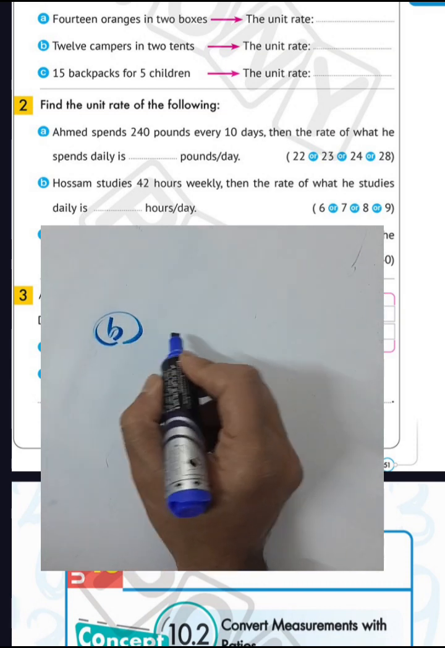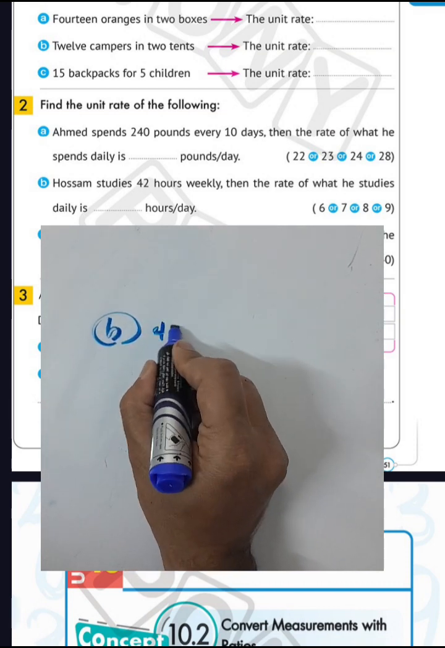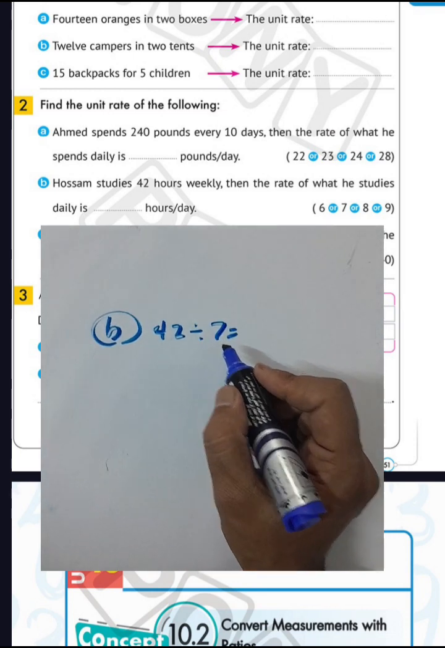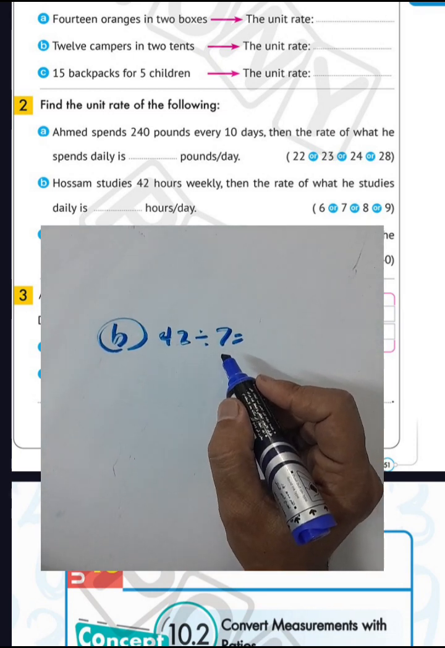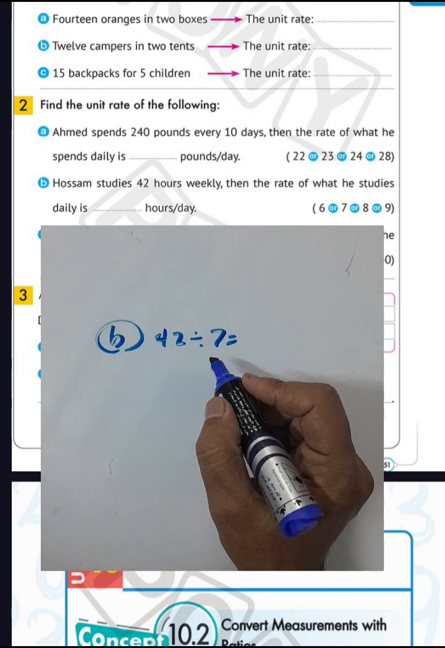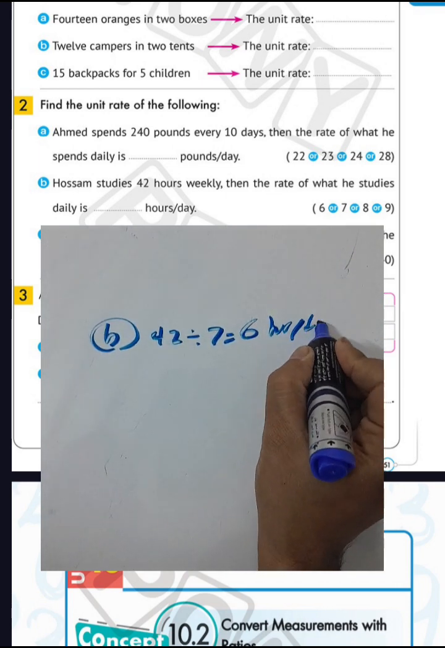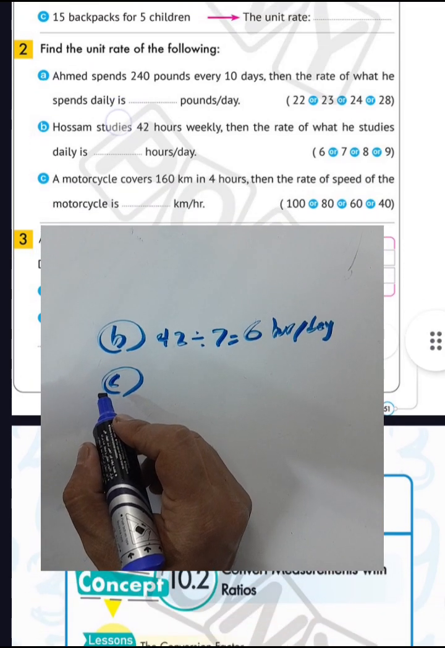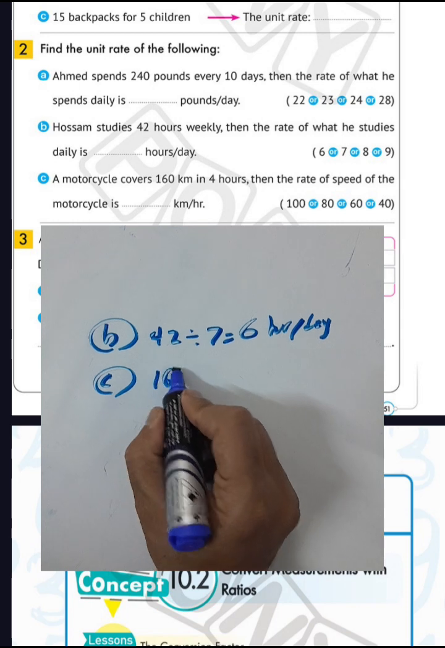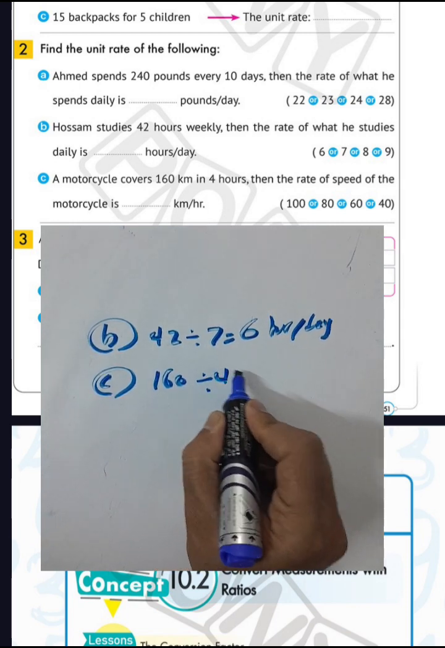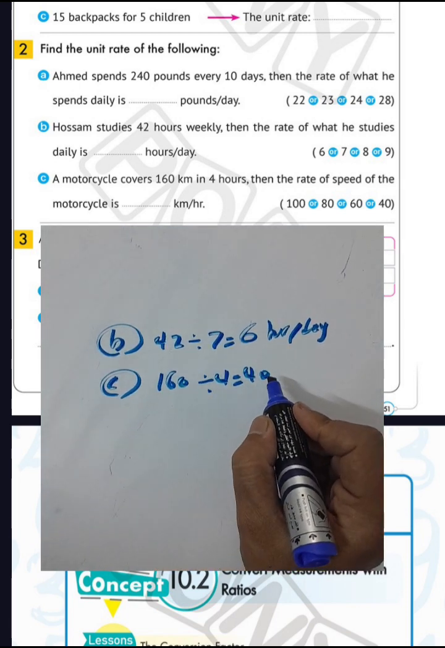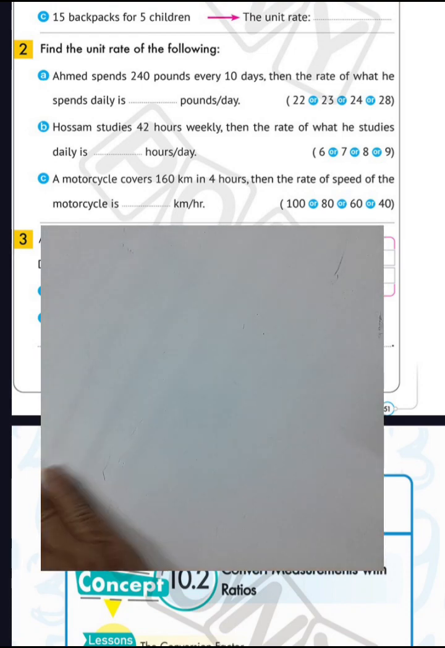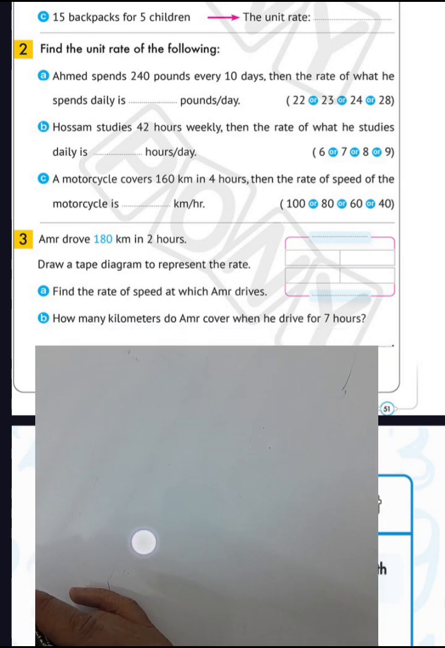Question letter B. Hussein studied 42 hours weekly. We can divide it by 7 to find the rate of daily study hours. 42 divided by 7 equals 6 hours per day. Question letter C. A motorcycle covers 160 kilometers in 4 hours. We can divide it. The result will be 40 kilometers per hour. Right, 40.